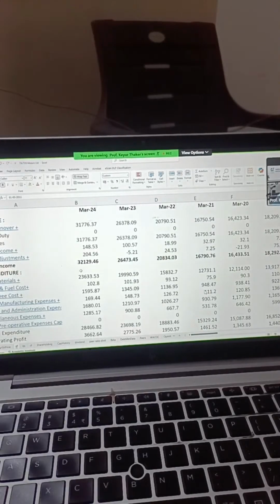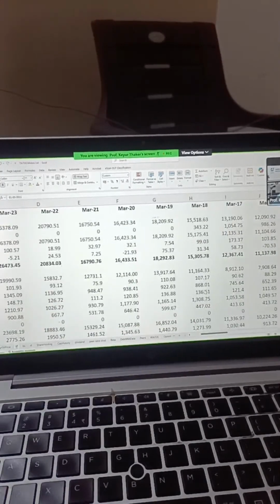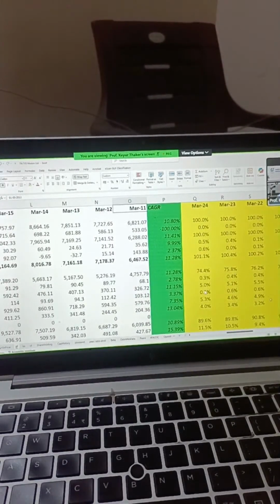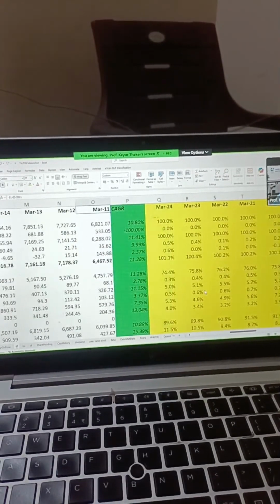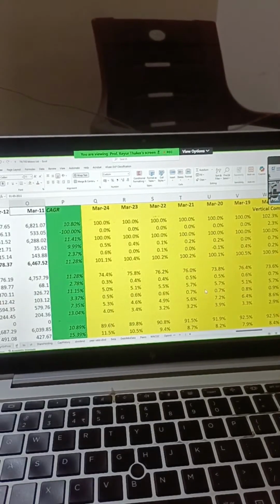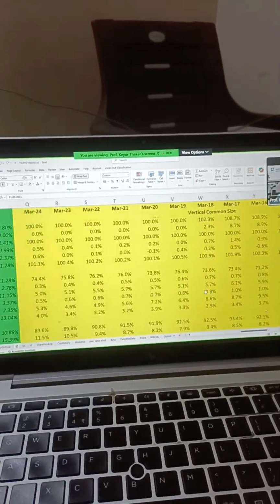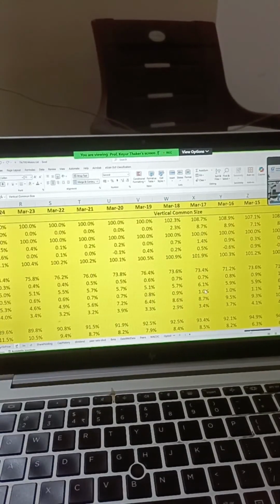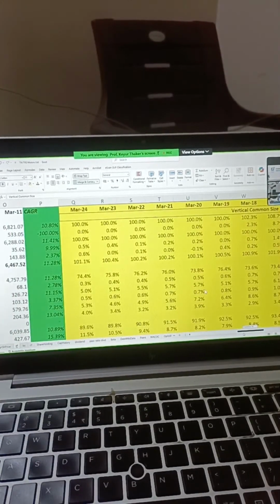Now, how do you analyze these statements? How do you get the meaning out of them? There are two methods: common size statement, vertical and horizontal. What I have done is prepare a vertical common size. What does that mean? Vertical common size means everything is a percentage of the total of that year.